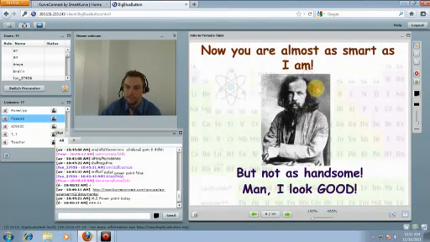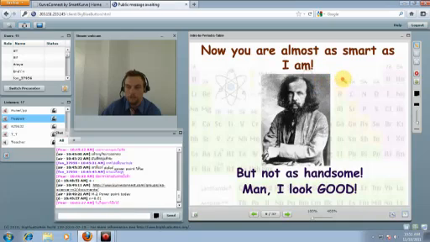Yeah, so he's not a looker, but he's a very, very brilliant scientist. Dmitri Mendeleev, 1902.